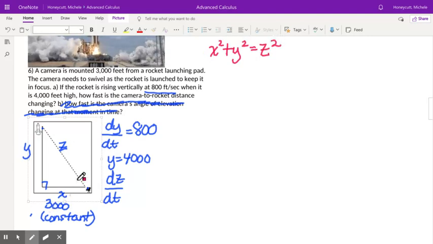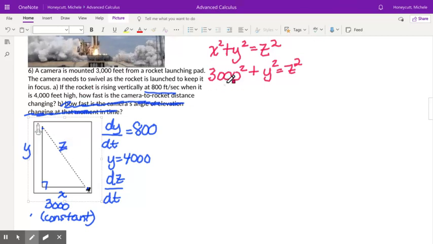X is constant, so I'm going to go ahead and substitute in that 3,000. 3,000 squared plus y squared equals z squared. The vertical distance changes because the rocket keeps going up, and since the rocket keeps going up, the distance from the camera to the rocket also changes. So y and z change.